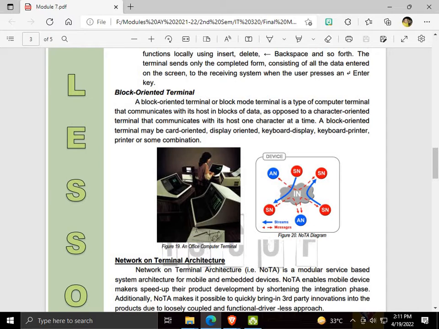As you can see on figure 19, that is an office computer terminal. On figure 20, that is a NOTA terminal. NOTA is an acronym, guys. Think about what a NOTA diagram is. A NOTA diagram is the configuration for devices, just like your streams and messages, in relation to your terminals. NOTA is an acronym for Network on Terminal Architecture. So that it is clear, remember NOTA.